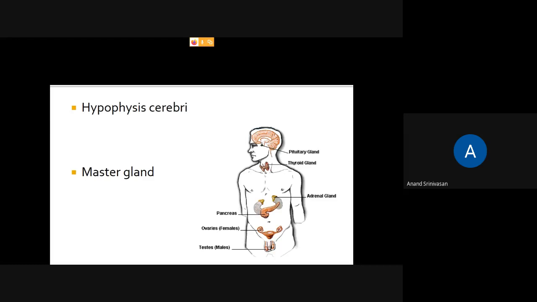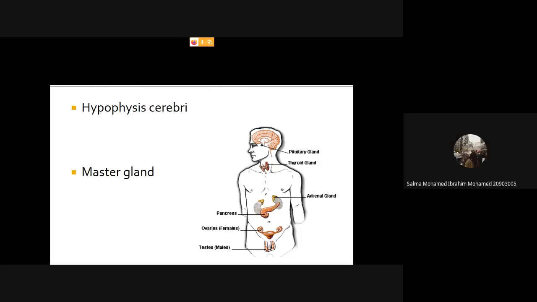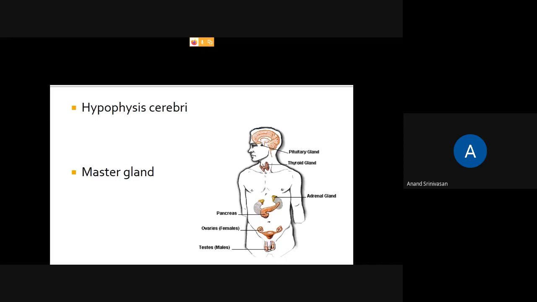So what is the difference between a hormone and an enzyme? Can anybody tell me? Hormone and an enzyme. Maybe the hormone activated the function of the enzyme. Yes, very good. So the hormones are secreted by the endocrine glands, whereas the enzymes are secreted by exocrine glands.